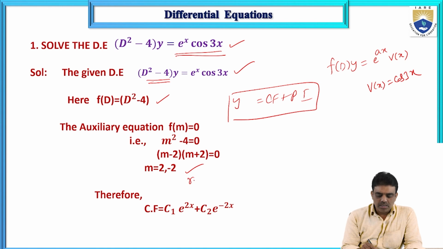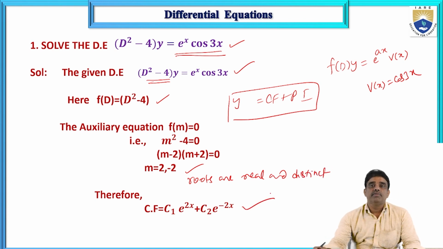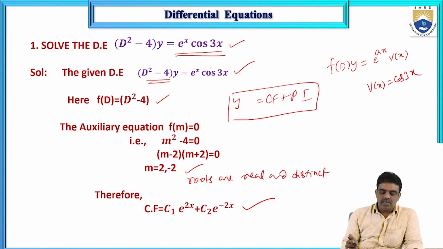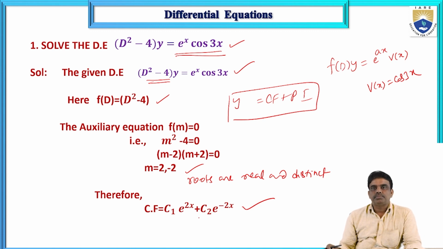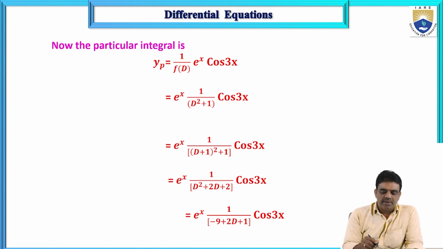The roots are real and distinct. So the complementary function will be in the form c1 e power 2x plus c2 e power minus 2x. This is the first part of the solution. Now we find the particular integral by using the method said above. So yp is equal to the particular integral. Yp is equal to 1 by f of D of e power x cos 3x.